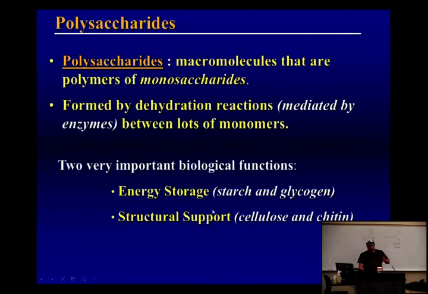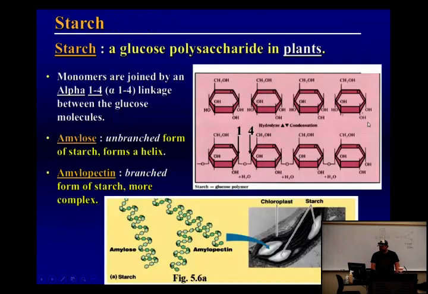And then organisms also use carbohydrates for structural support. So we're going to talk about cellulose, which on your nutritional label is called fiber, right? And then chitin, which is the principal component that makes up insect shells, lobster shells and stuff like that. So these are all modified glucose molecules. I'll show you the difference between them now.